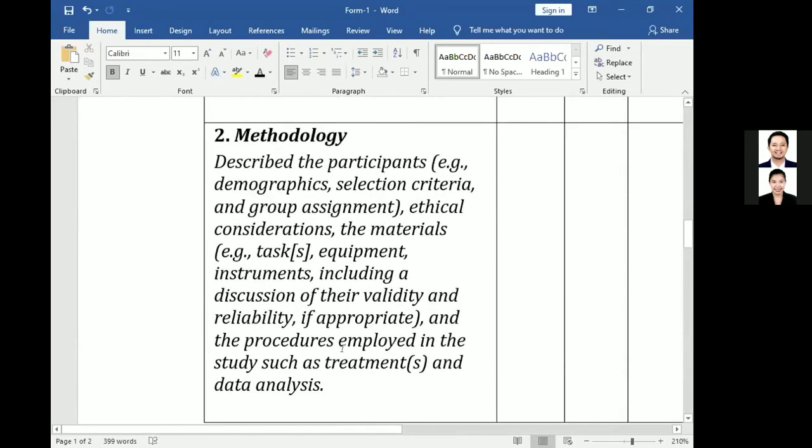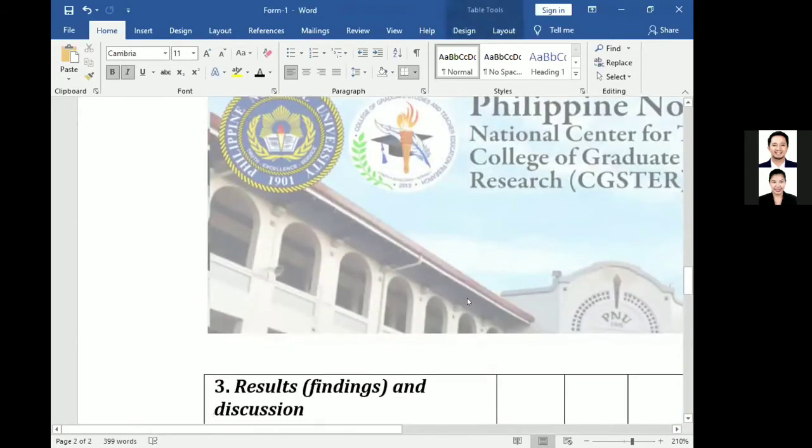Second is methodology. It should describe the participants, for example, the demographics, selection criteria, and group assignment. Of course, it should contain the ethical consideration. You have to find it there. The materials, the tasks, the equipment, instruments, including the discussion of the validity and reliability, if appropriate, and the procedures employed in such studies, such as treatment and data analysis.